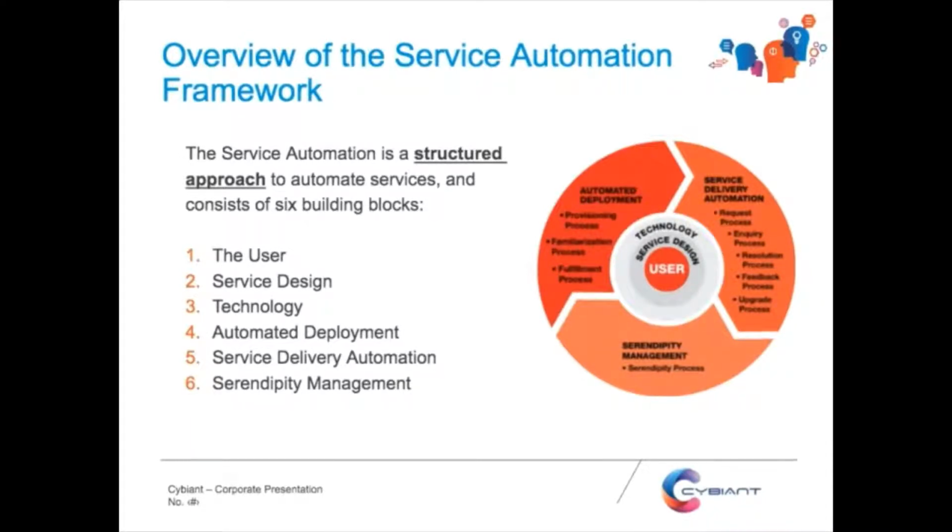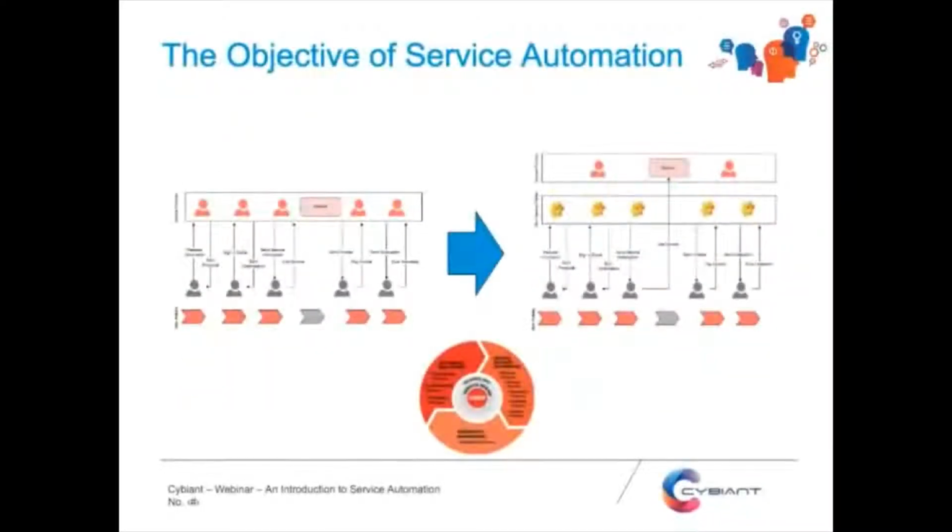So what is then the objective of service automation? Why do we want to know more about this, and why do we want to take those 6 steps that we've just talked about? If you look at the left-hand side of this slide, you see what I refer to as a traditional service delivery model. At the bottom, you see customers, and they interact with the service provider, which is depicted at the top layer, in an iterative and sequential approach.